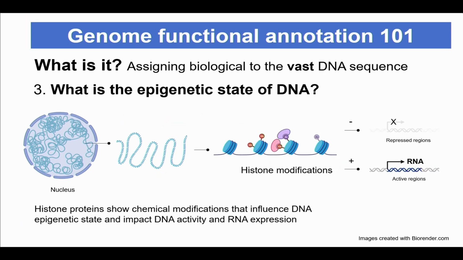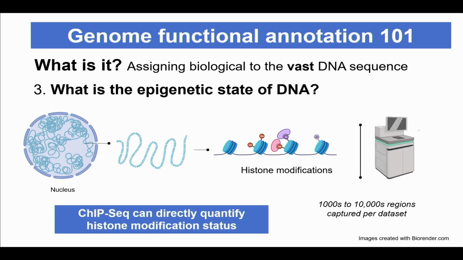Then the final thing that we're interested in AQUA FAANG relates to these molecules, the histones, these blue barrels, which can show a vast array of different chemical modifications. We had a talk yesterday which went into a lot of detail around this, but these modifications ultimately influence the DNA's epigenetic state, and they influence how much activity can occur in the surrounding DNA. And this can be both negative, repressive effects and positive effects that lead to greater activity. In AQUA FAANG, we use this method called ChIP-seq, which among other things can directly quantify the histone modification state of different parts of the DNA in the genome. And again, we capture vast amounts of data here.